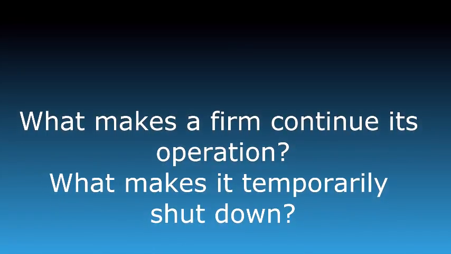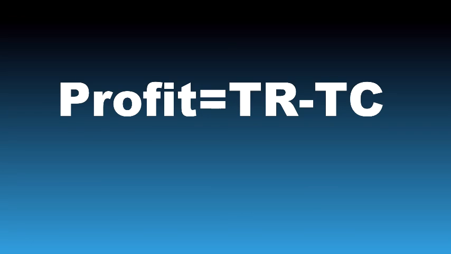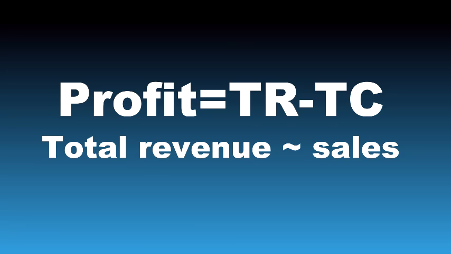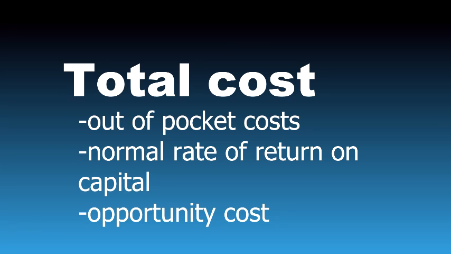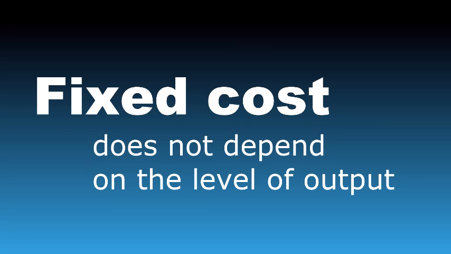In the next chapter, I've learned about the operating profit or loss and minimizing losses. Profit is the difference between total revenue and total cost. Total revenue is the amount received from the sale of the product. Total cost is a total of out-of-pocket cost, normal rate of return on capital, and opportunity cost of each factor of production. The normal rate of return is the rate of return on capital that is just sufficient to keep owners and investors satisfied.